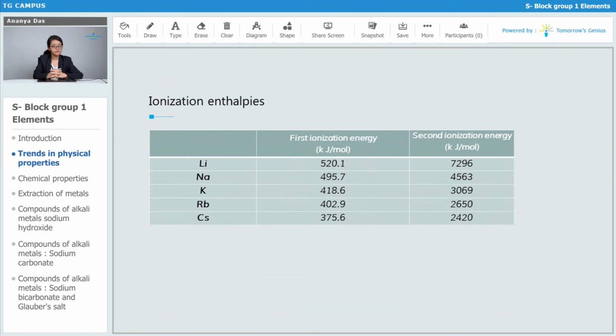This is a tabular form of the first ionization enthalpies and the second ionization enthalpies of lithium, sodium, potassium, rubidium and cesium. We can see that the first ionization enthalpy is decreasing down the group, as well as the second ionization enthalpy also is decreasing down the group, and we can see the difference between the first ionization enthalpy and the second ionization enthalpy is very high for any atom in the group 1 elements.